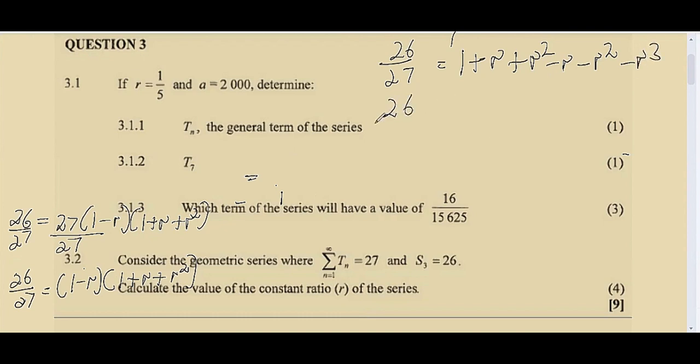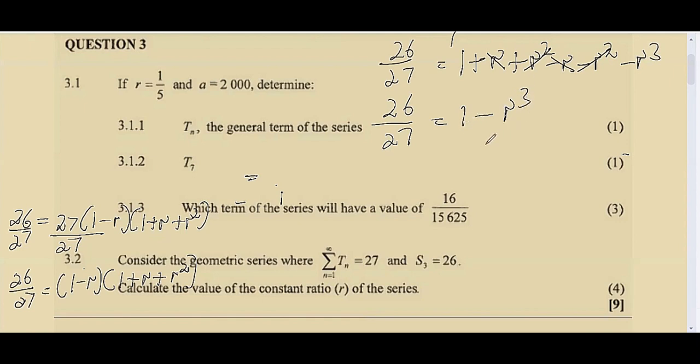So now we have 26 over 27 is equal to, look at this now. This will cancel out with that. This will cancel out with that. So we are left with 1 minus R cubed. Now at this point, what can we do?